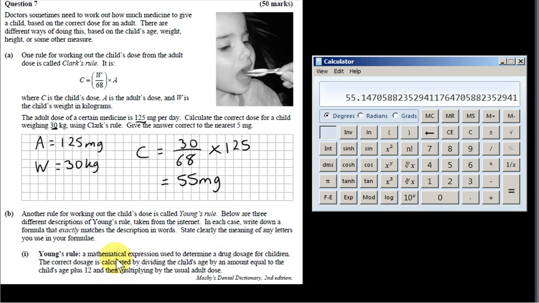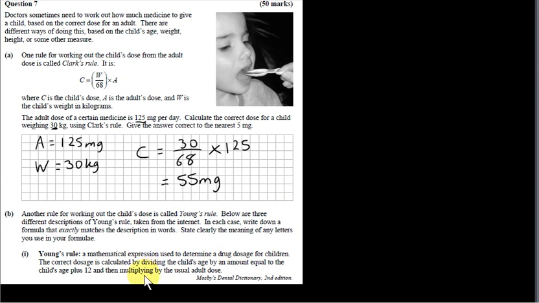Well, this is one description of Young's rule. A mathematical expression used to determine a drug dosage for children. The correct dosage is calculated by dividing the child's age by an amount equal to the child's age plus 12 and then multiplying by the usual adult dose.